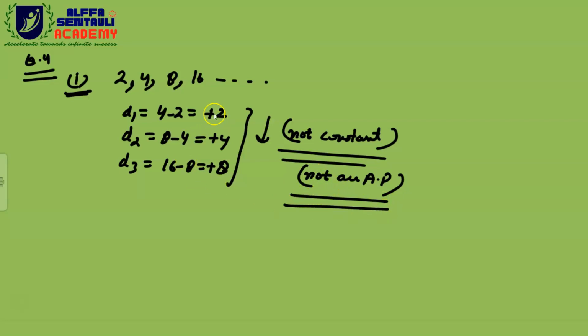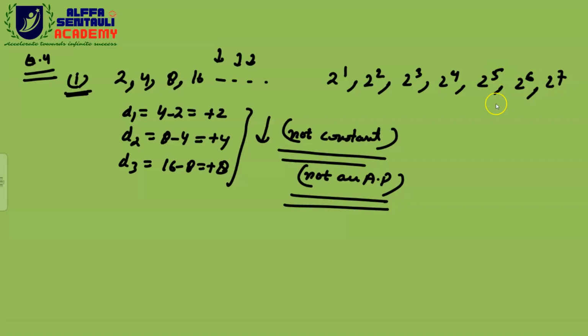But correct. You can predict the next 3 terms. But this series is not in AP. So what should be the next term? See, if you see, your first term was 2, then double of 2. If you observe, you can see this series is nothing but 2 to the power 1, 2 to the power 2, 2 to the power 3, 2 to the power 4. Then you can guess this should be 2 to the power 5, then 2 to the power 6, then 2 to the power 7. Correct?